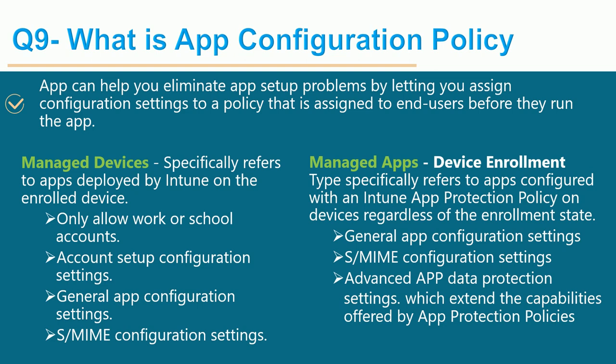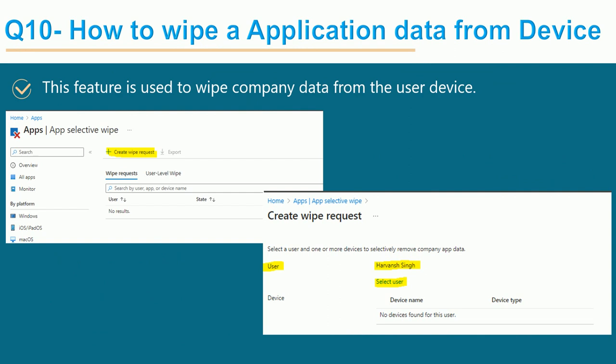Now let's move to question number 10, the last question: how to wipe application data from the device. Once you've done all these things like app deployment, and suppose any of the users is leaving the organization and you want to wipe the data from his device, how can you do that? You have a feature used to wipe company data from the user device. Go to Apps, and under the Apps section you will see App selective wipe. Just click on that and create a wipe request.